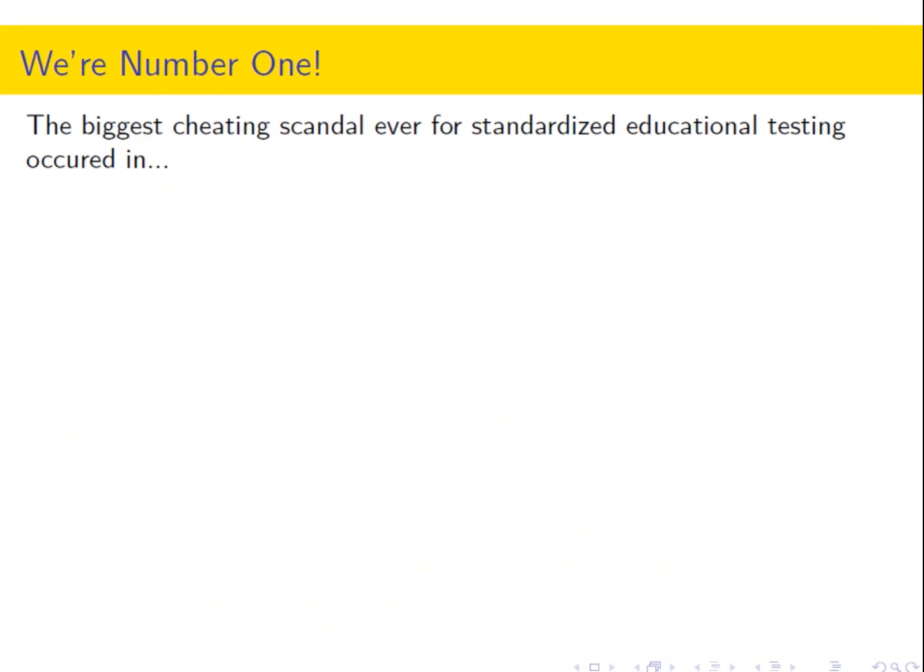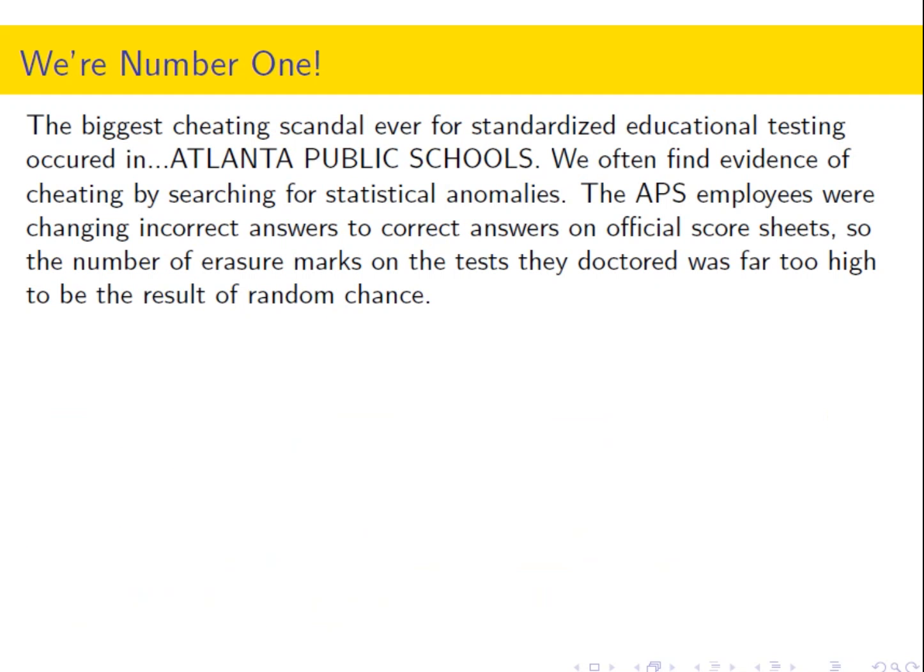We're ready now for some examples. And we're number one, right? So the biggest cheating scandal ever for standardized educational testing occurred in, you guessed it, Georgia. It's interesting because we often are able to do cheat detection with statistics if you know what to look for. So one of the things that these Atlanta Public Schools employees were doing is they were changing the incorrect answers to correct answers on official score sheets. That meant erasure marks, right?